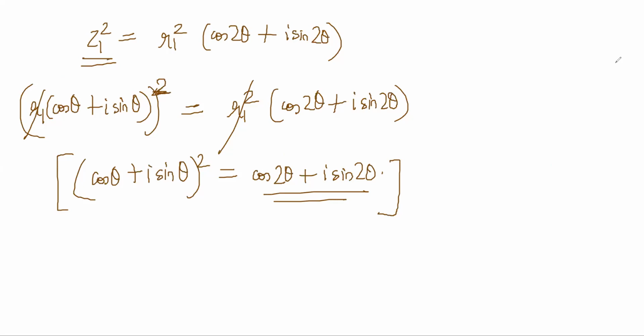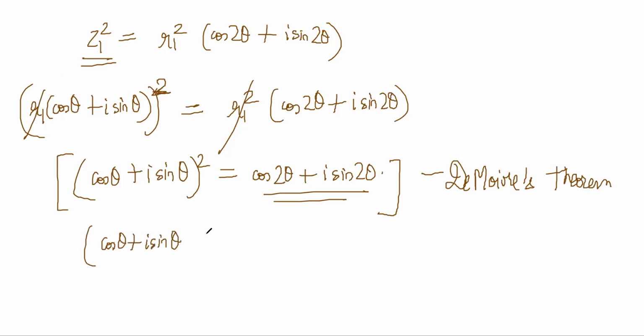You understand what is happening? This is called De Moivre's theorem. De Moivre's theorem basically says that if you have cos theta plus i sine theta, and if you raise it to the power m, it will become cos of m theta plus i sine of m theta.